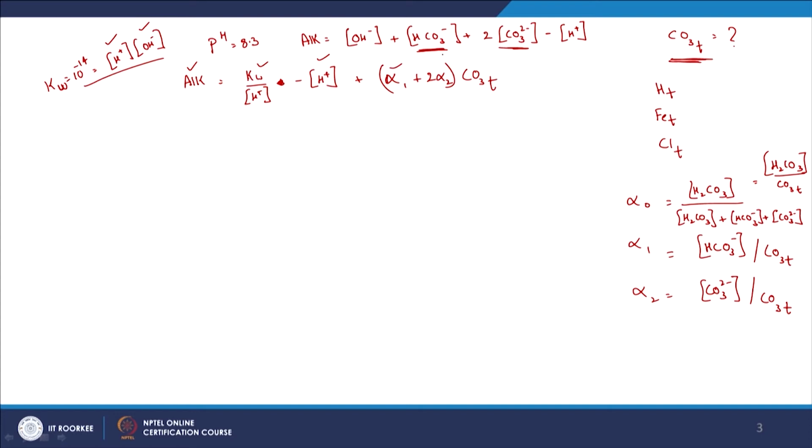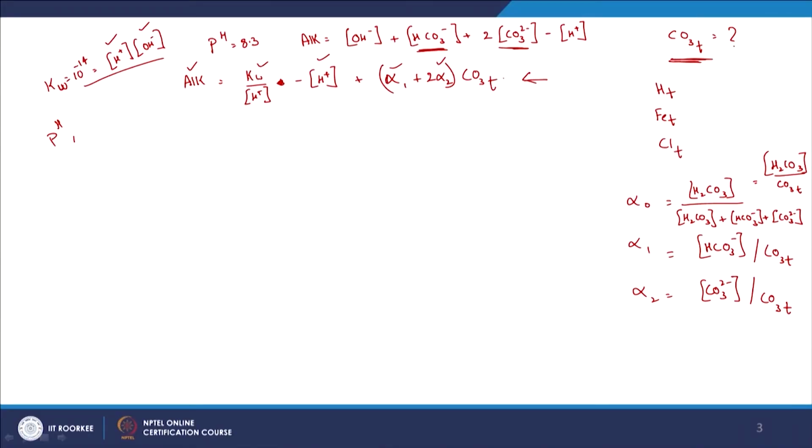Alpha 1 and alpha 2 again are constants at a particular pH and for the particular compounds, which in this case are H2CO3, HCO3 minus and CO3 2 minus. So you can calculate alpha 1 and alpha 2, and I can then end up with just one equation and one unknown, so I can now calculate CO3 total. So with that I can calculate CO3 total.